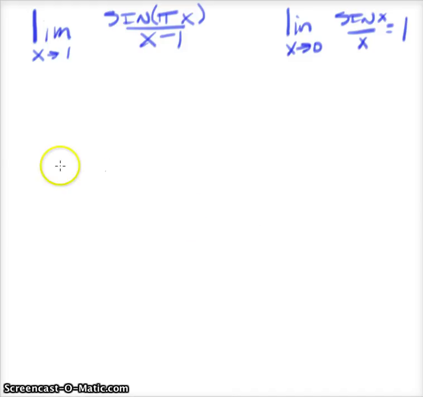Now, if we notice that there's a sine function here, and here I have x approaching 1, not 0, and here I have x minus 1 in the denominator. Let's do a little t substitution and see if we can get something from this. So let's just say t equals x minus 1, okay? Now if we did that, then we know that x would equal t plus 1. That makes sense. So let's go back and substitute in here and see if we could learn something.